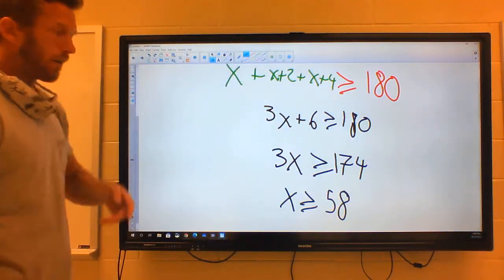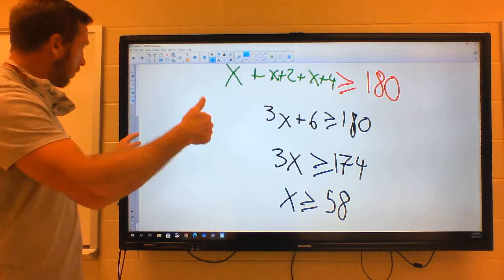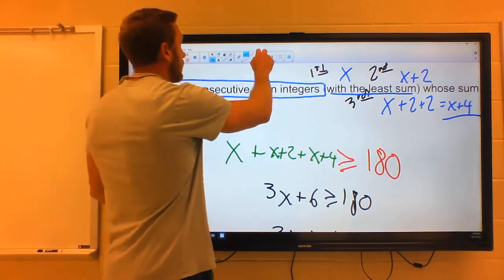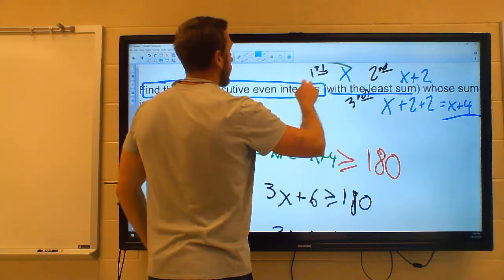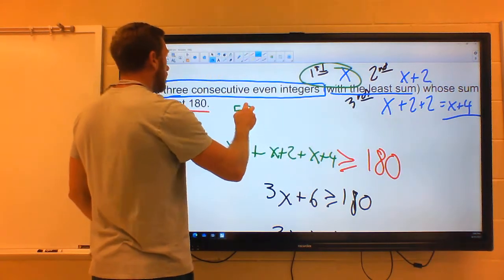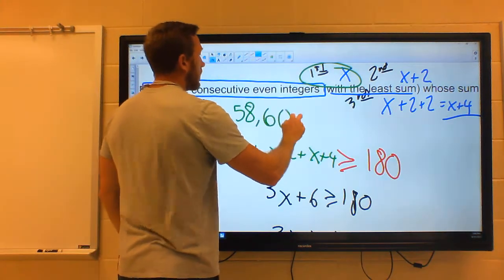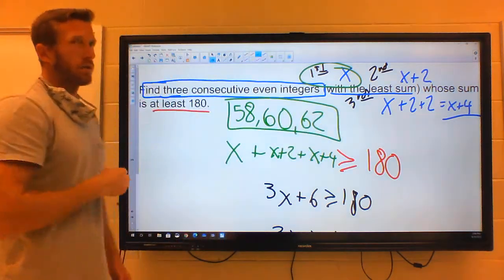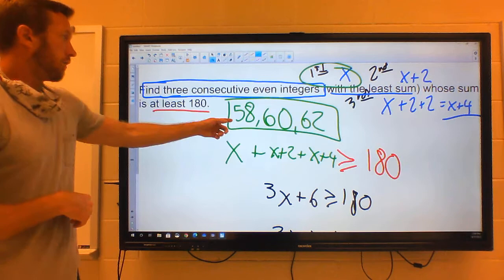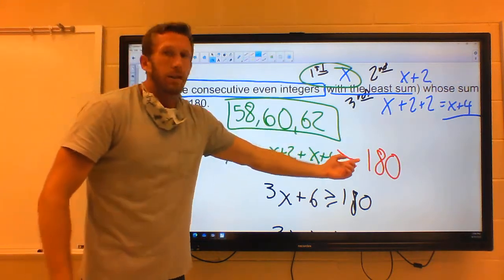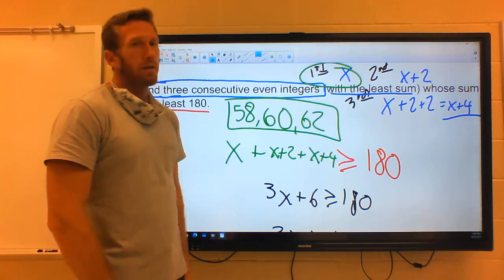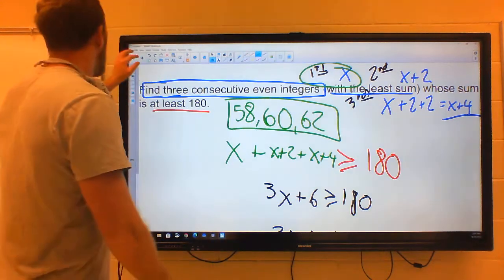So now that we know 58 or above is our x values, we want the smallest one. 58 is our first number. That means 60 and 62 are our next 2 numbers. Okay? If you add this up, that is exactly 180. So this is the smallest combination of 3 even numbers that add up to at least 180.